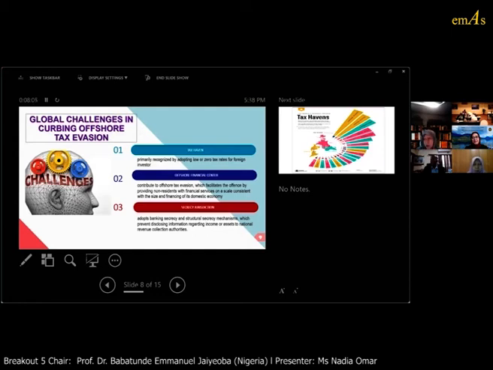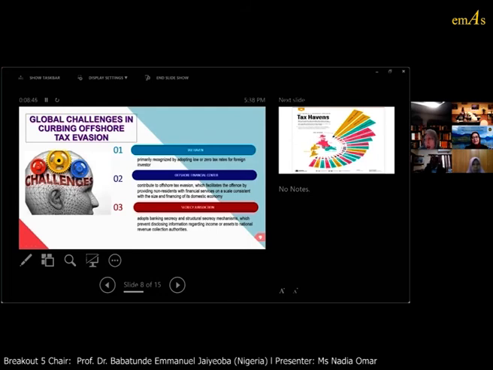3 minutes? Oh, okay. So here are the 3 points relating to the challenges of curbing offshore tax evasion, whereby we have tax havens, offshore financial centers, as well as secrecy jurisdictions. So these 3 contribute towards facilitating offshore tax evasion. So it's hard to curb offshore tax evasion because of the secrecy jurisdiction.